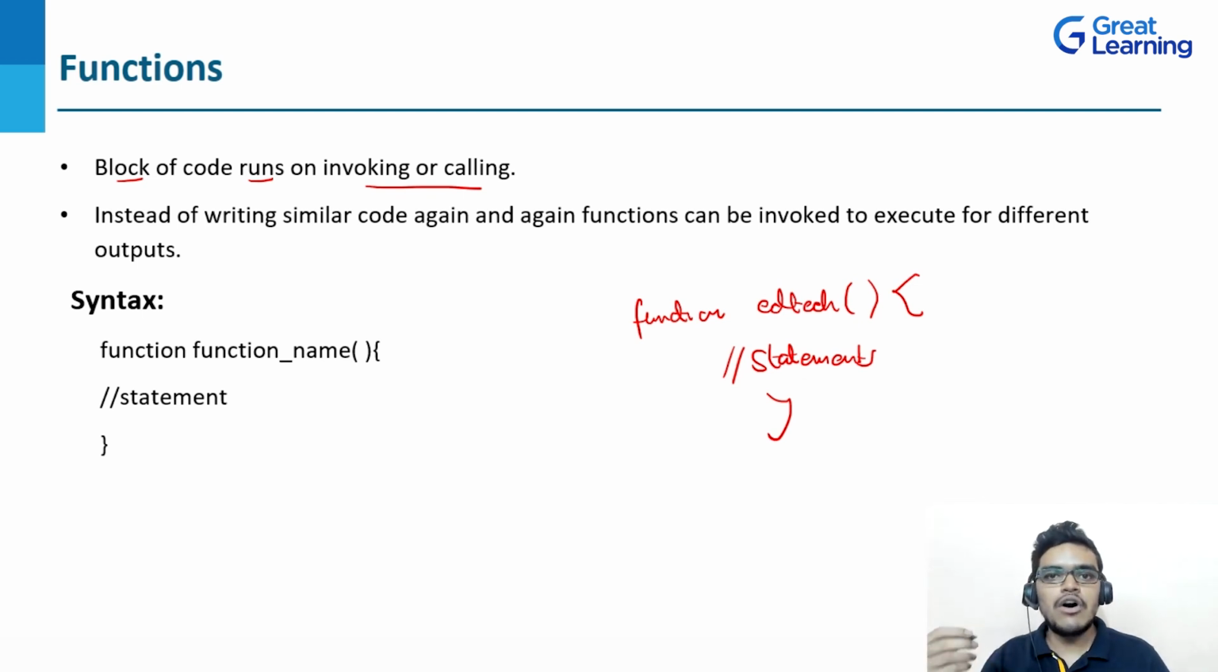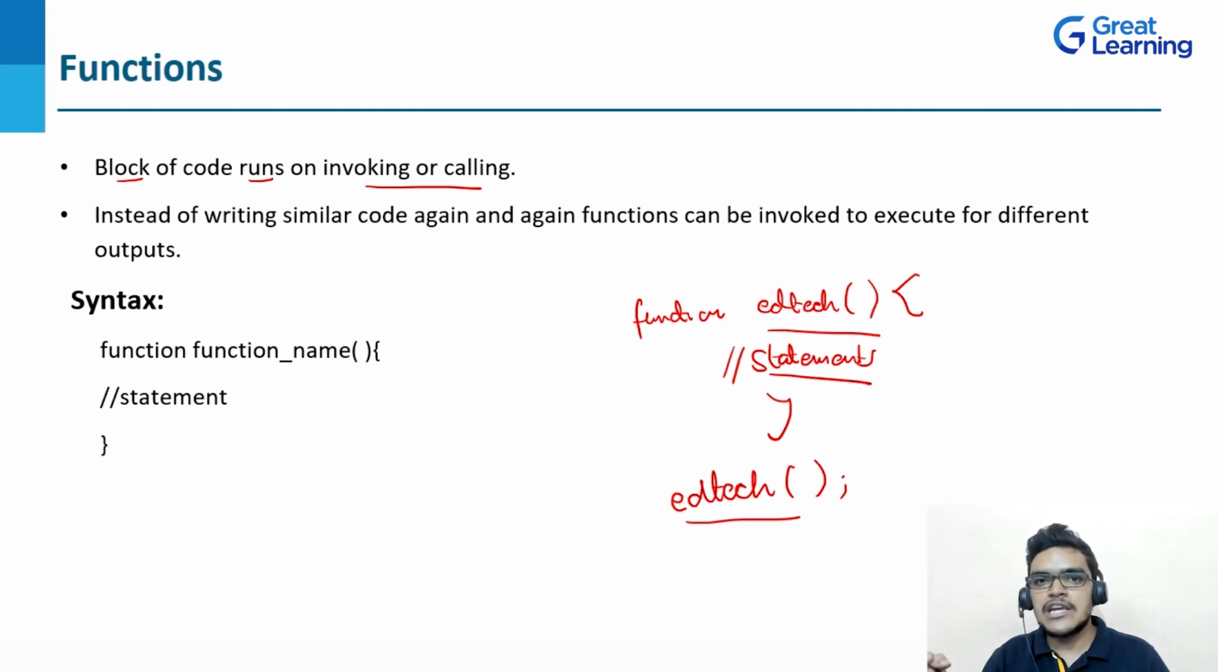As I told you, a function is a block of code that runs on calling or invoking. Then how do we call a function? If I want to call a function, I will write, outside the function, attech, that is nothing but the function name. I write the function name to call the function, and the function will be called. So if I write attech here, it will jump and go to attech. Whatever statements are inside the function, it will execute, right? And why do we need and use functions? Because instead of writing similar code again and again, we can create a function and then call it, right?